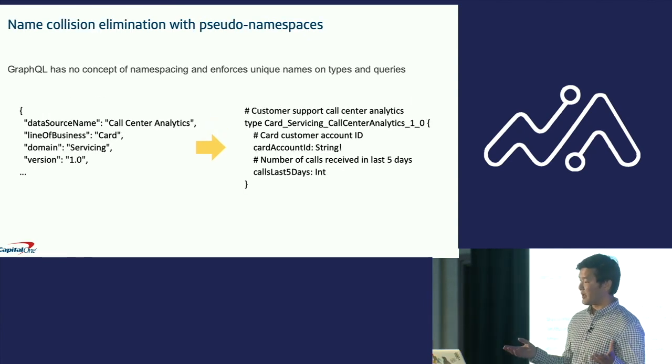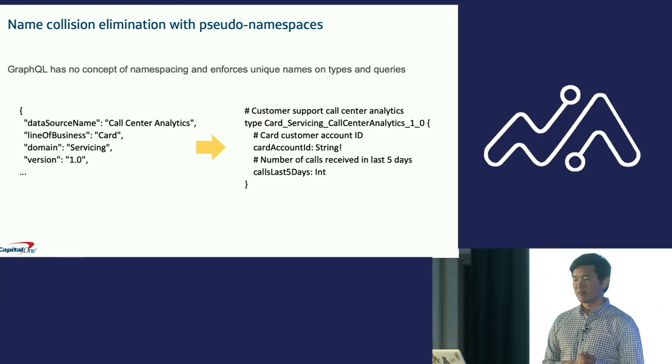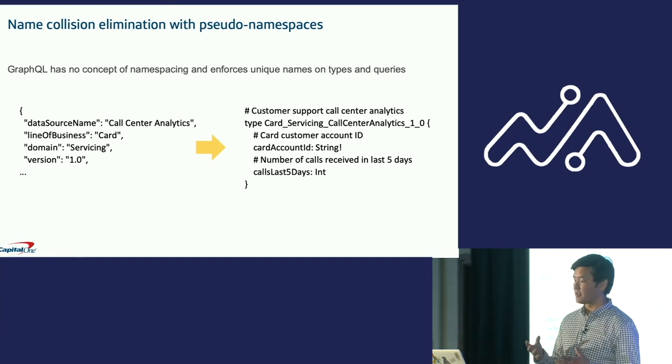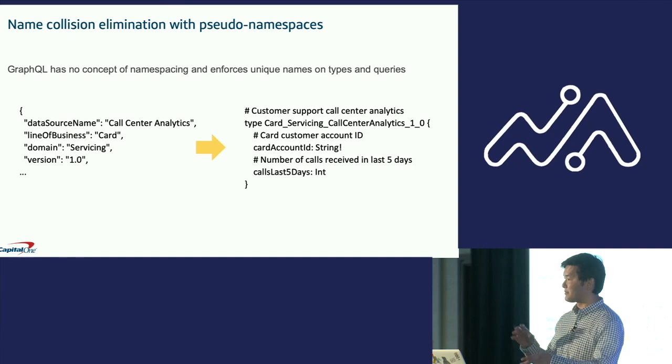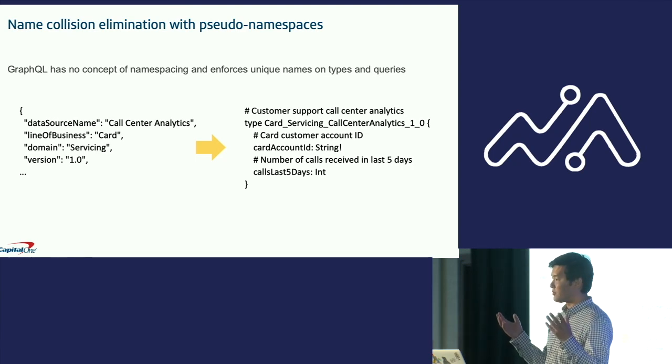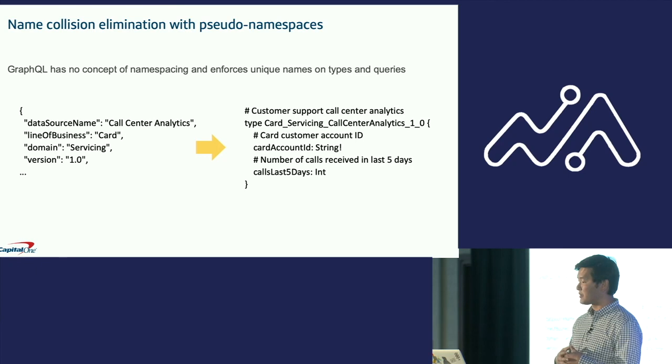But in this automation, one of the first things you might encounter as a problem is naming collision. In the GraphQL spec, there's no concept of namespacing that enforces unique names. So let's say multiple teams have similar names. There's a high chance of teams creating similar names, and then you end up with a collision.